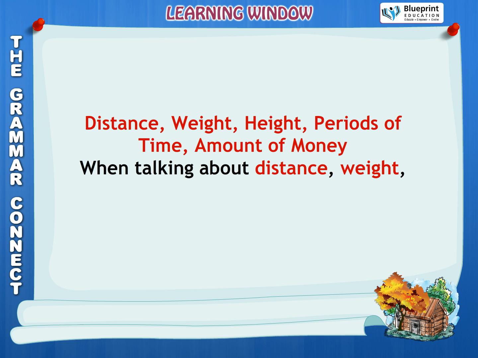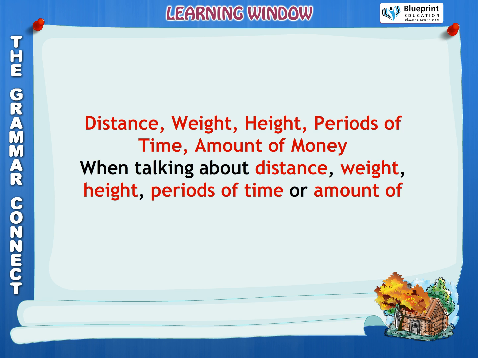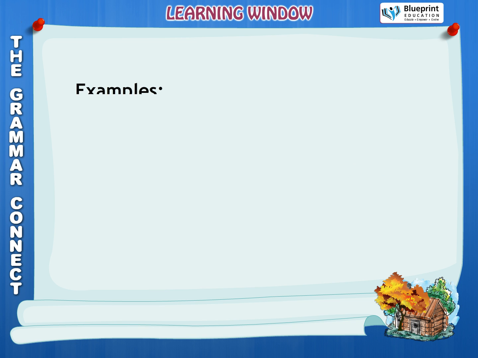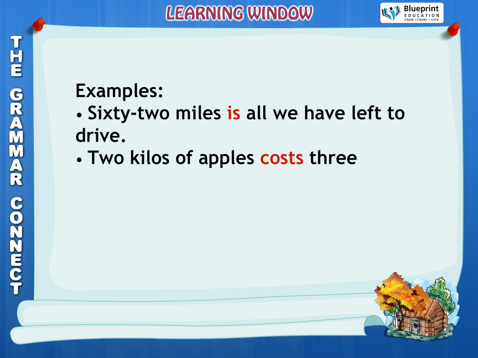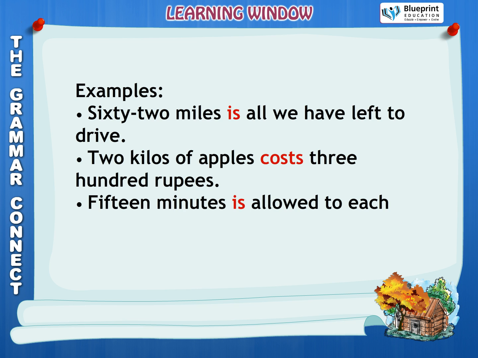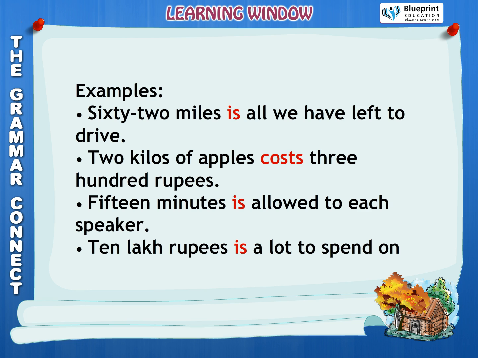Distance, weight, height, periods of time, amount of money. When talking about distance, weight, height, periods of time or amount of money, use a singular verb. Examples: 62 miles is all we have left to drive. 2 kilos of apples costs 300 rupees. 15 minutes is allowed to each speaker. 10 lakh rupees is a lot to spend on a car.